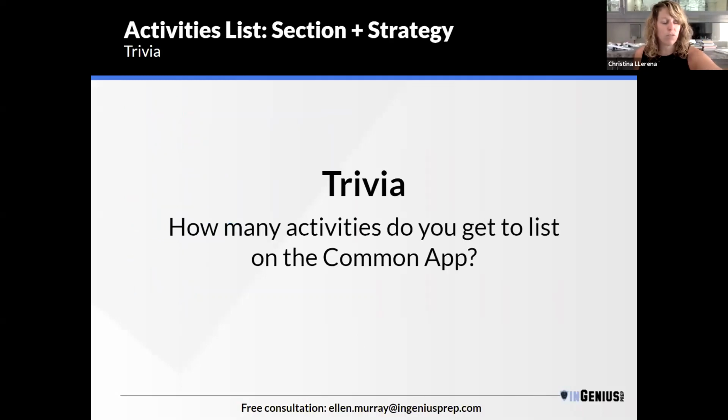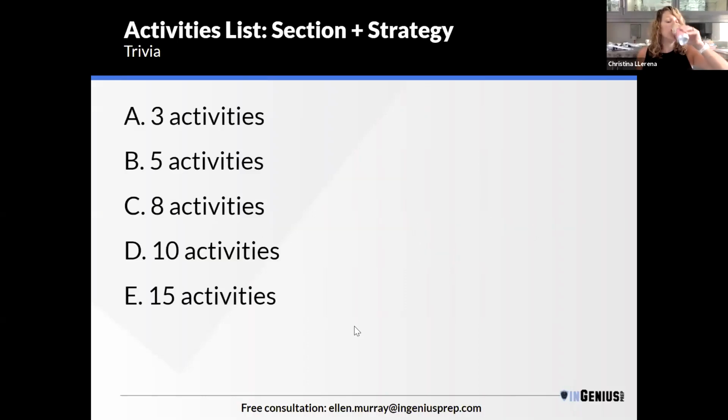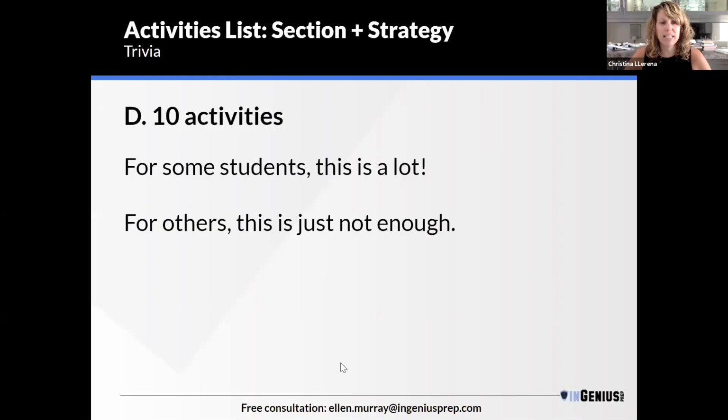How many activities do you get to list on the Common App? You probably already have it memorized. A is 3, B is 5, C is 8, D is 10, and E is 15. Looks like you guys got it. It's B, 10 activities. So for some students, this is a lot. They don't have a full amount of 10 activities. Others, it's just not enough, and they have so much to put down.